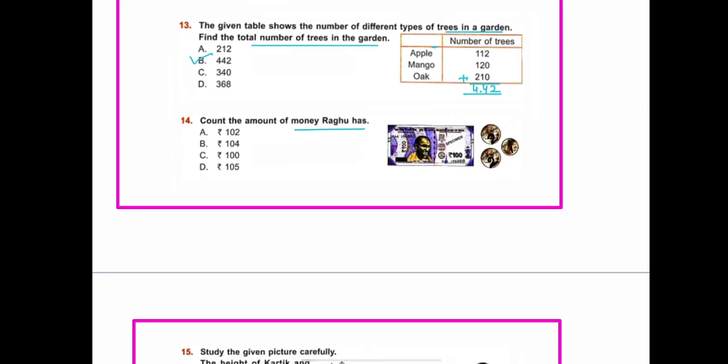Count the amount of money Raghu has. So this is the given amount of money. Just count it, 100. And this is coin of 2 and 2 and 1, so 5, so 105.